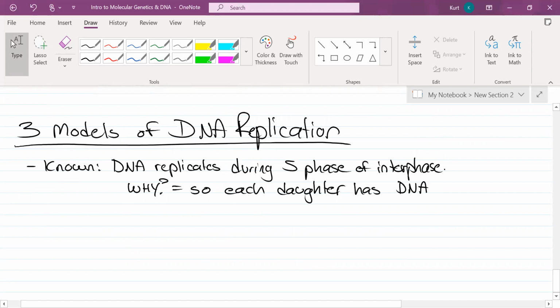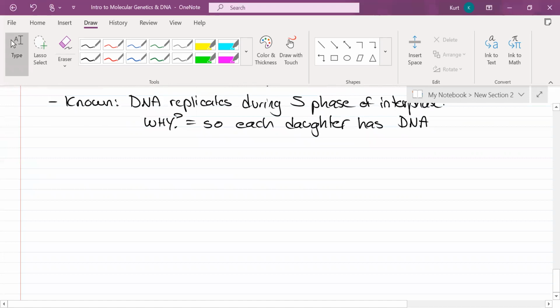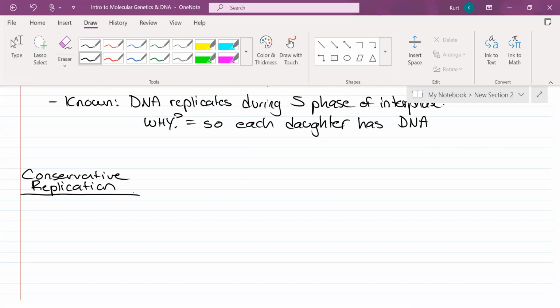So scientists formulated 3 ideas as to how DNA could possibly replicate. And that's what I want to focus on for the rest of class today. So the first idea is going to be called conservative replication. Now focus on what the word conservative means. It means to save. Like, I'm going to conserve my energy for later. I'm not going to waste my energy now or use my energy now.